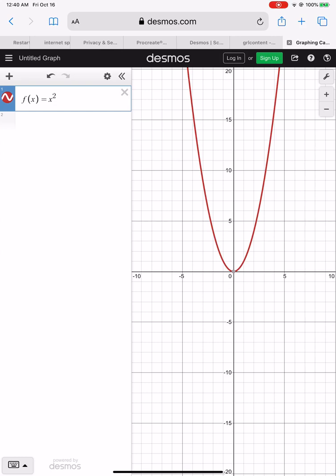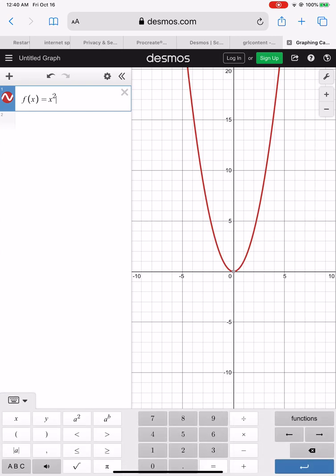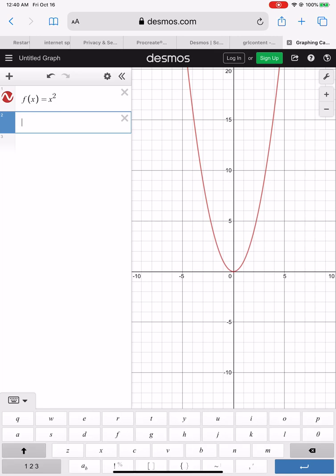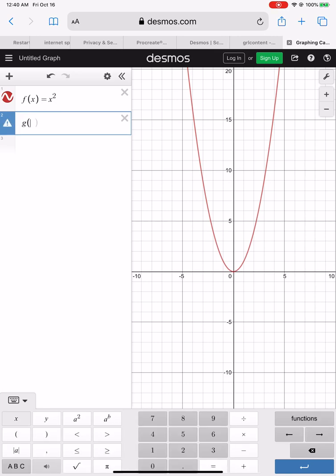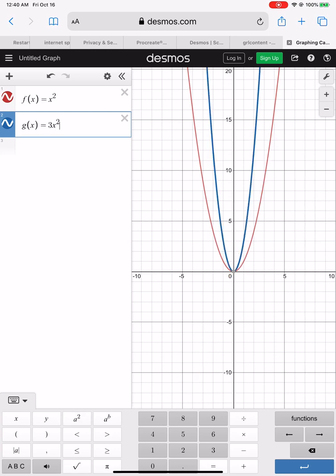Okay, so let's get the second one, which is the g function. g of x equals 3x squared. So we'll see the difference. The blue graph represents the 3x squared function. So what's the difference between the red and blue? The blue function is a little narrower than the red graph, right?